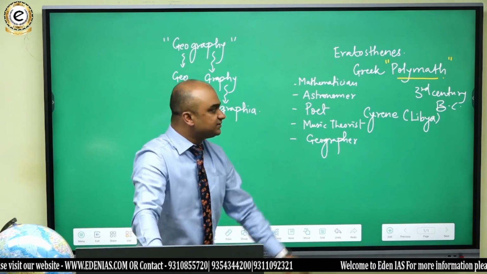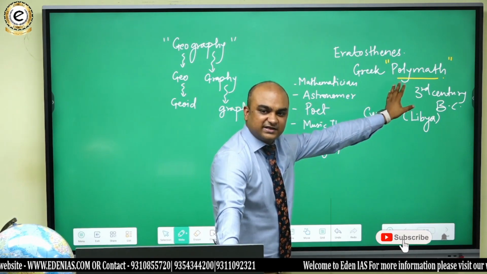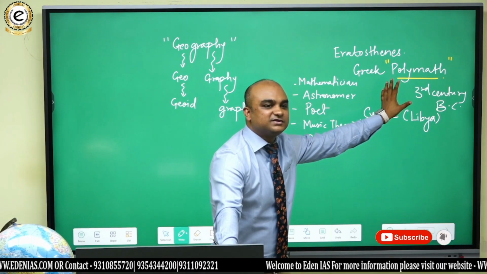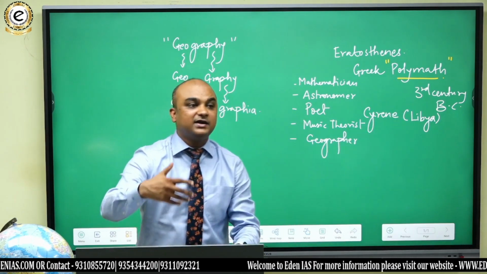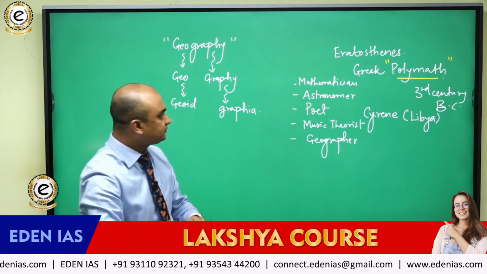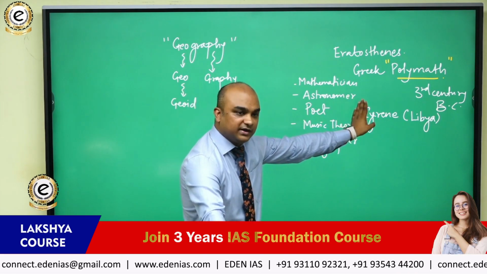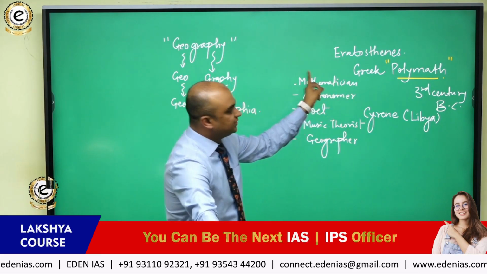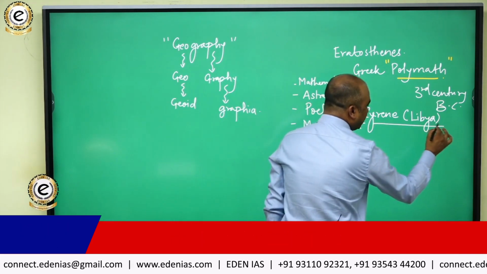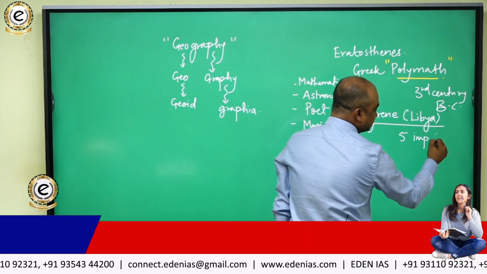Do you get that? So Eratosthenes was a Greek polymath who lived in the 3rd century, more or less in that time period where you see that the Mauryan Empire is flourishing in India. So Eratosthenes, who lived in Cyrene, in fact he was born in Cyrene, coined the word geography. Do you get that? Now Cyrene is located in Libya, and it is one of the 5 important Greek cities.